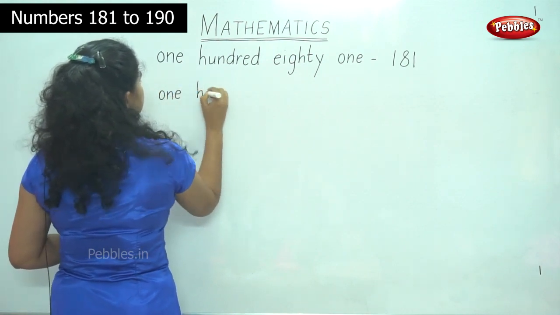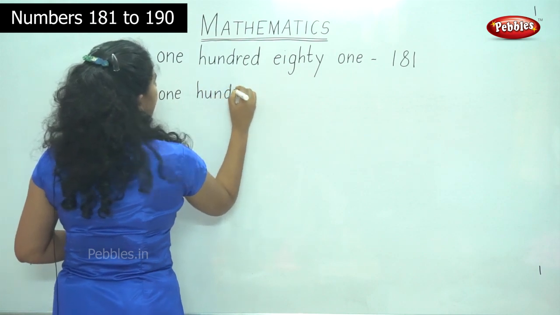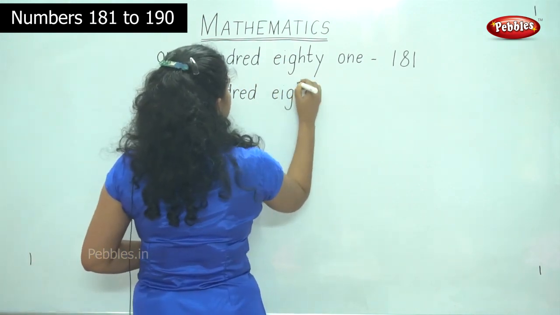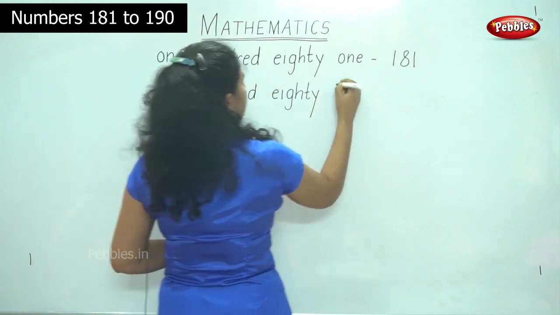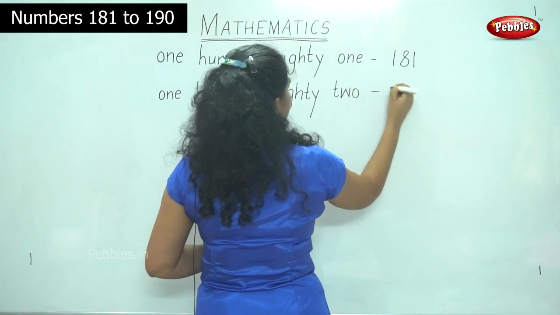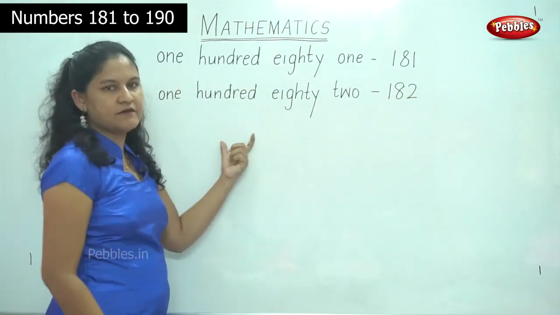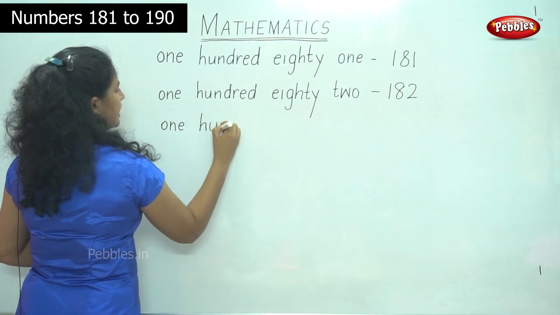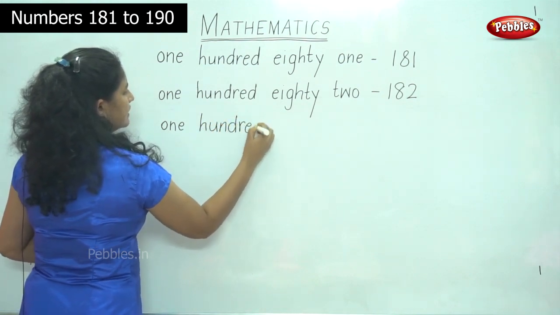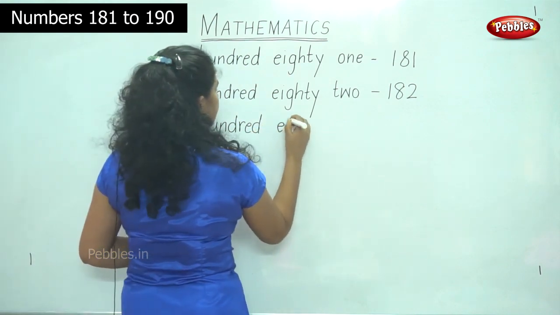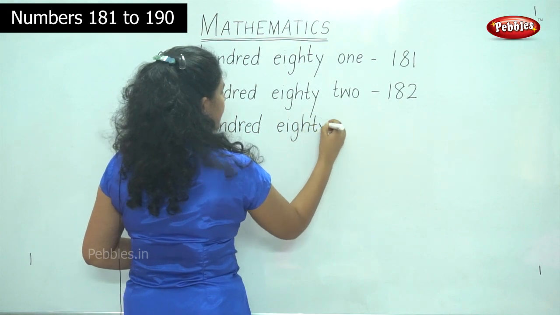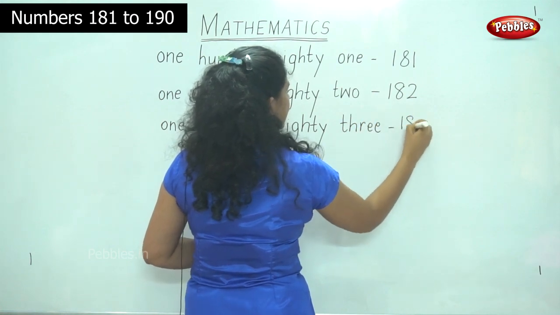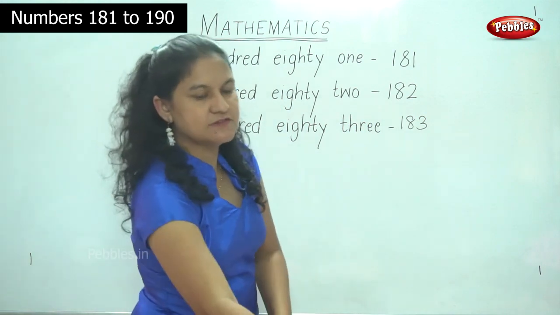O-N-E, 1. H-U-N-D-R-E-D, 100. E-I-G-H-T-Y, 80. T-W-O, 2. 182. Then O-N-E, 1, H-U-N-D-R-E-D, 100, E-I-G-H-T-Y, 80, T-H-R-E-E, 3. 183.